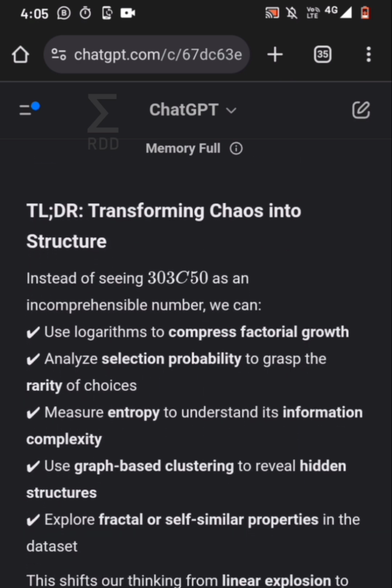TLDR, transforming chaos into structure. Instead of seeing C(303,50) as an incomprehensible number, we can use logarithms to compress factorial growth, analyze selection probability to grasp the rarity of choices, measure entropy to understand its information complexity, use graph-based clustering to reveal hidden structures, and explore fractal or self-similar properties in the dataset. This shifts our thinking from linear explosion to harmonic emergence, a probabilistic landscape that can be mapped rather than brute forced.